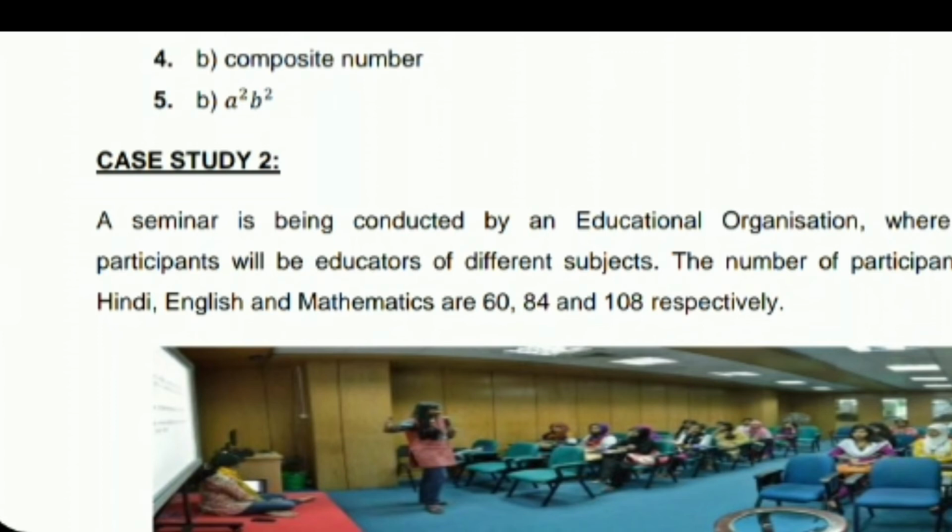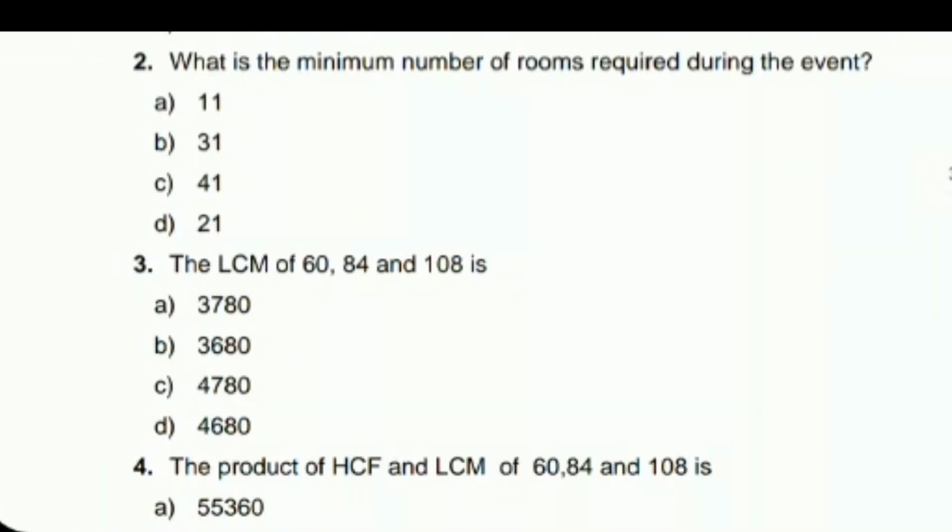Similarly, 84 by 12 means 7 rooms for English, and 108 by 12 means 9 rooms for mathematics. So 5 plus 7 plus 9 is equal to 21. So a total of 21 rooms is required. I hope you got this.